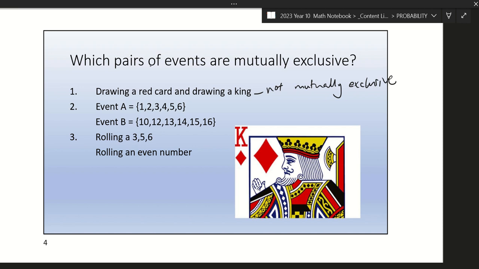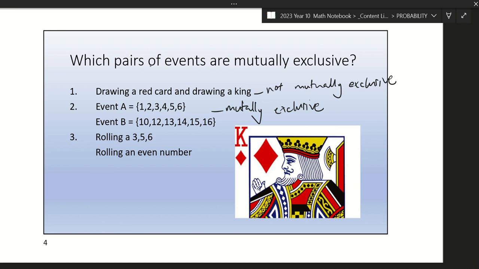All right, event A. Okay, let's have a look at this. Event A, you've got 1, 2, 3, 4, 5, 6. And event B is 10, 12, 13, 14, 15, 16. Now let me ask, Georgie, do these events have anything in common? Event A and event B. Do they have any numbers that are the same? No, so that means this is mutually exclusive, because they can't happen at the same time. Okay, let's put that down. So event A and event B, they have nothing in common. So that means it's mutually exclusive.